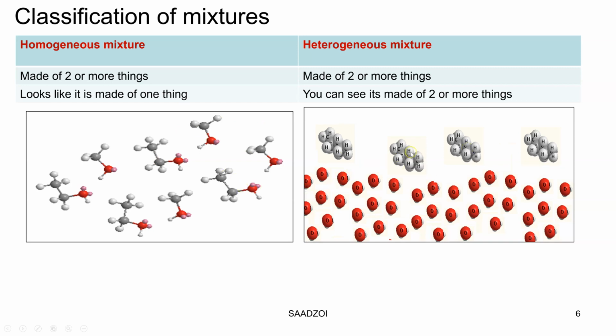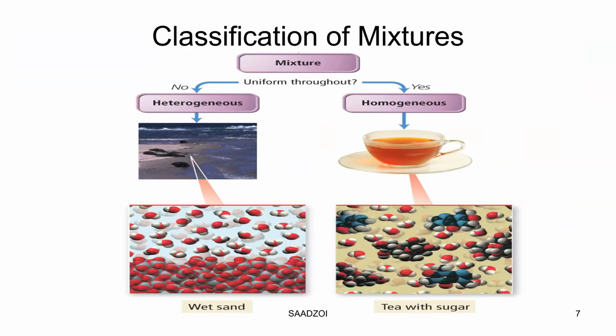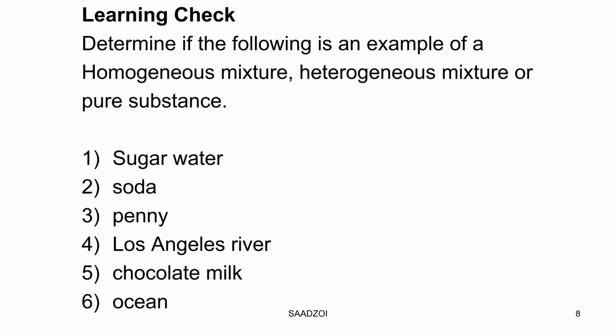Heterogeneous, on the other hand, you can look with your eyes and see different layers. Like here, you could see whatever the substance is, like sugar and then water. You could see them separate from each other, and that allows you to consider it a heterogeneous mixture. So once again, homogeneous, it looks like one thing. Heterogeneous, it looks like you have multiple things. Just with your eyes, you can tell.